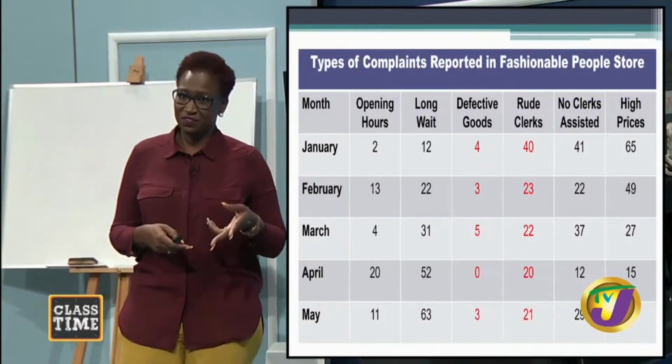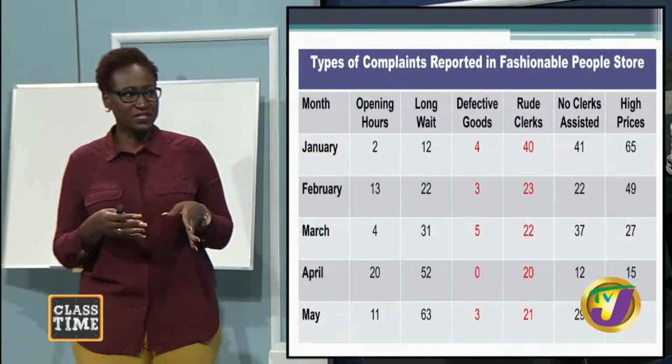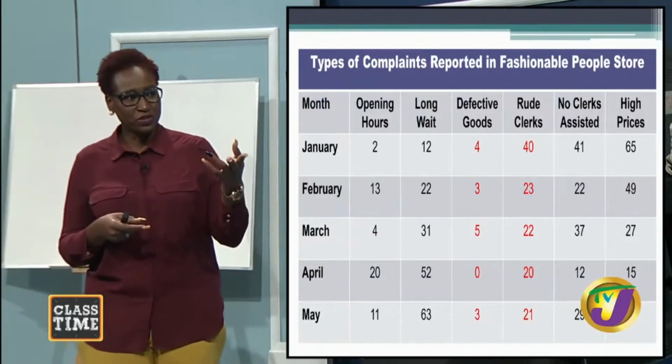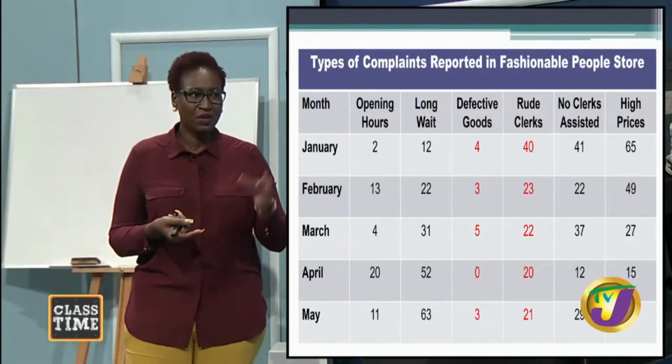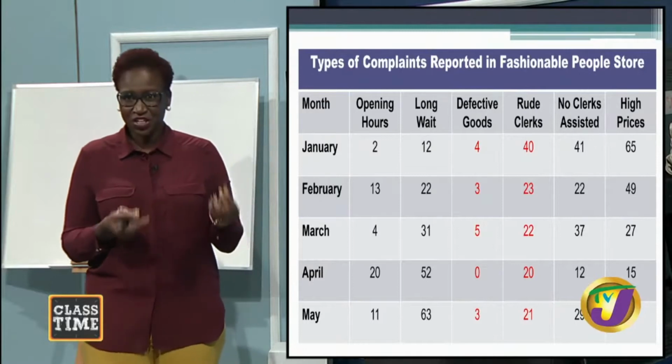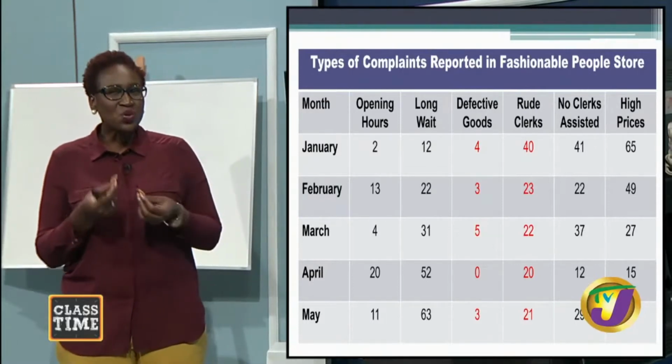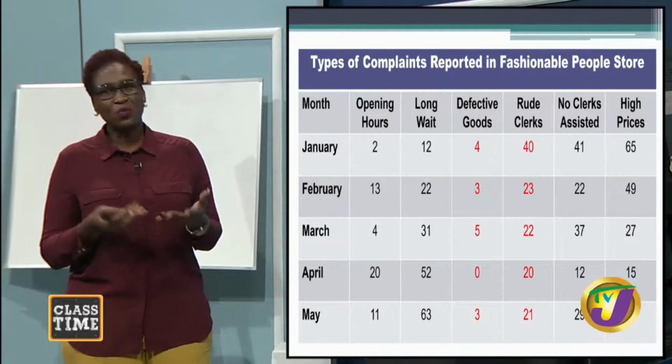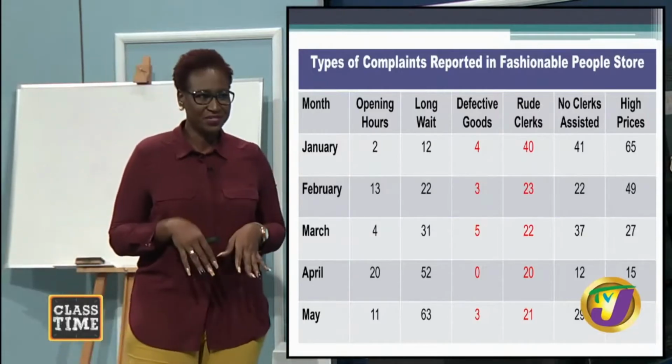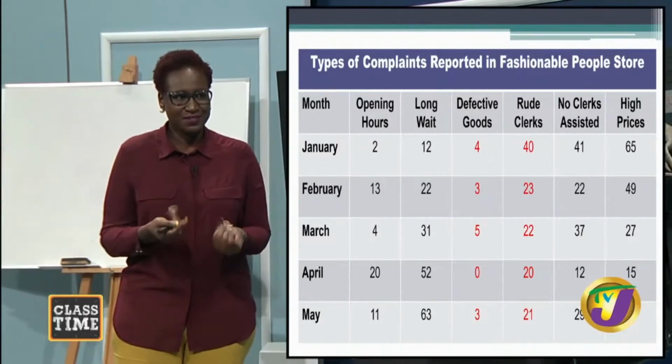And here we have 2 sets of figures that show a level of consistency. So if you look at defective goods, you'll see what I was talking about a while ago. The change is there, you know. It is changing, but it is changing so slightly, so minimally, it's not worth calling an increase or a decrease. So it is fairly consistent.